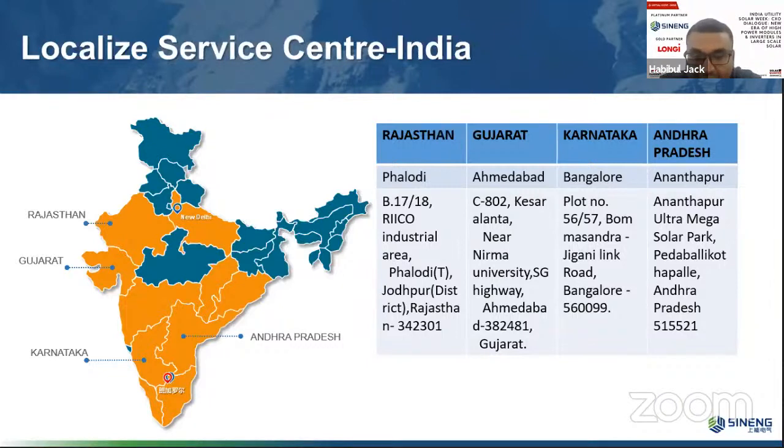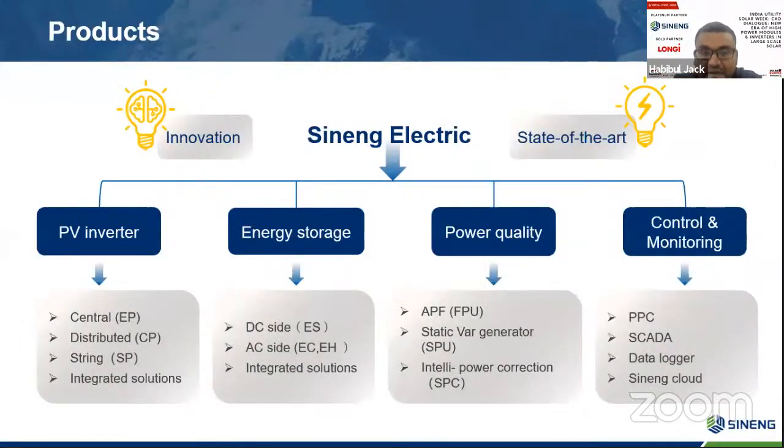To better serve the local clients, Sinang Electric has established 4 service centers near to the solar park. They are located in Rajasthan, Gujarat, Karnataka, and Andhra Pradesh. Sinang Electric mainly provides its product in 4 different areas. They are PV inverter, energy storage, power quality products, and control and monitoring.